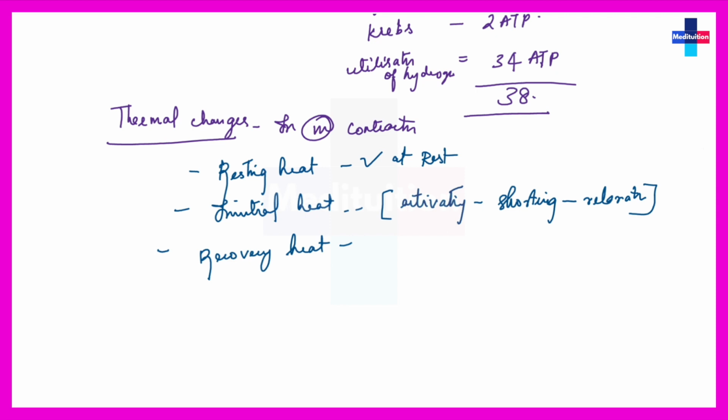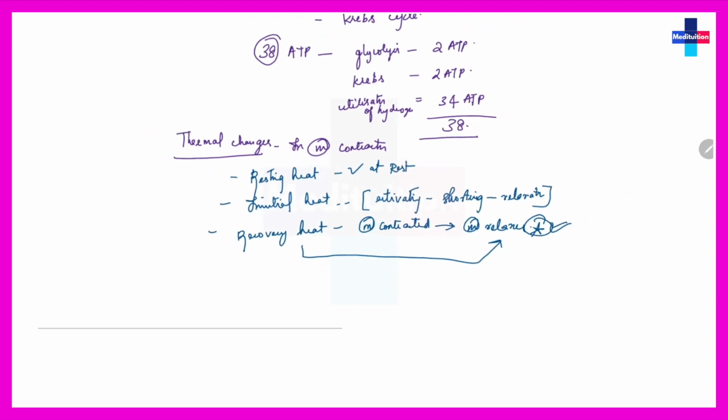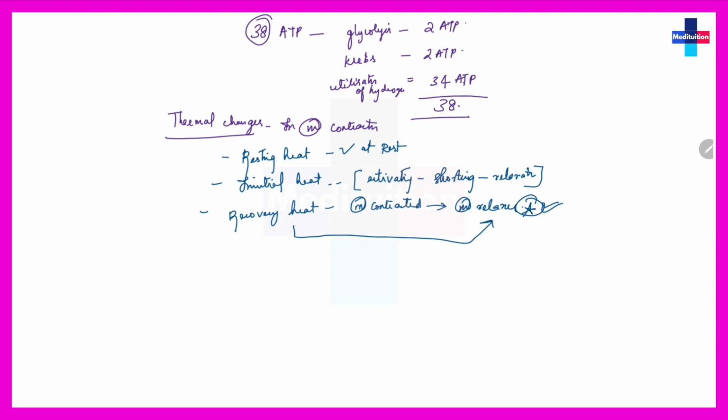Recovery heat is nothing but the heat at the end of the activity. Once your muscle is contracted, again it will be relaxed and the process comes to an end. So this end of the muscle contraction and relaxation has some form of heat, that is your recovery heat. So this is about the changes in your heat.